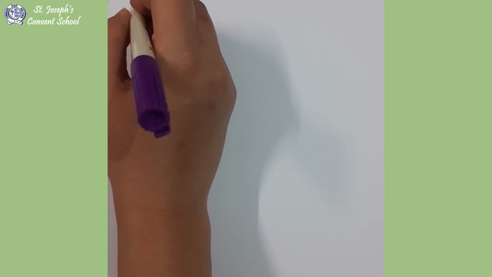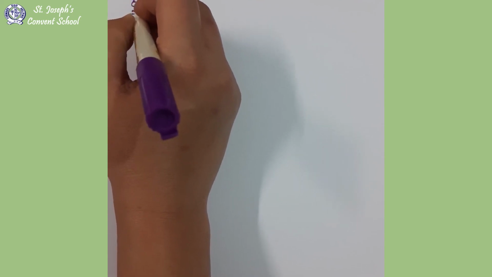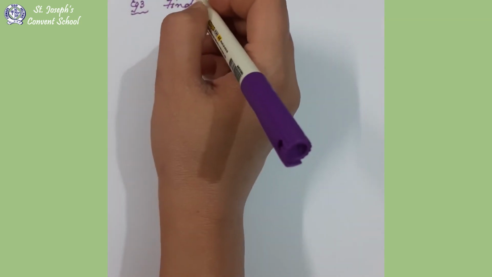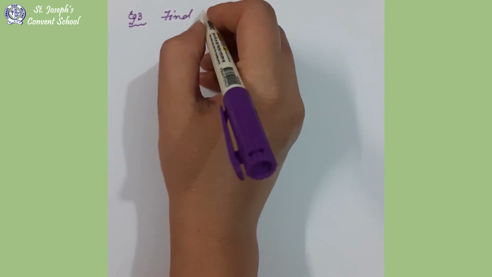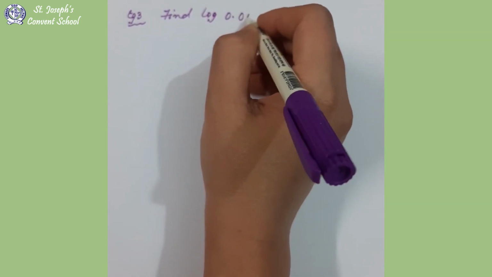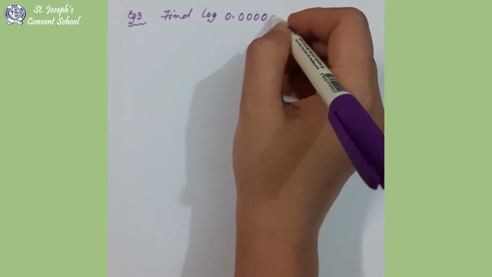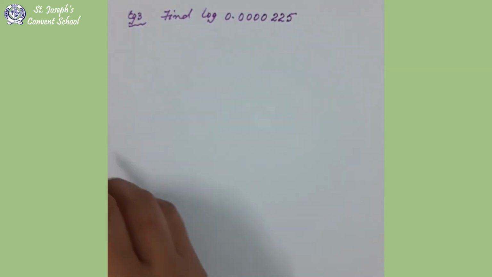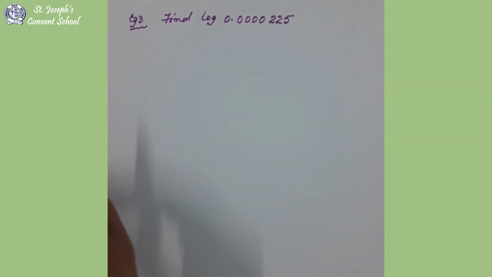Example number 3. You have to find log of 0.0000 double 5. Okay, 4 zeros and double 5. Now again the method is the same. You will find the characteristic, then you'll find the mantissa. Let's find the characteristic.